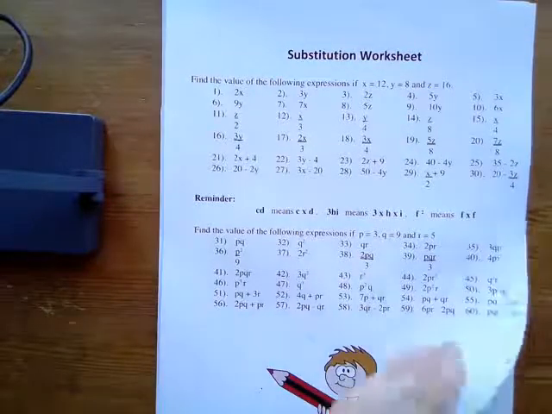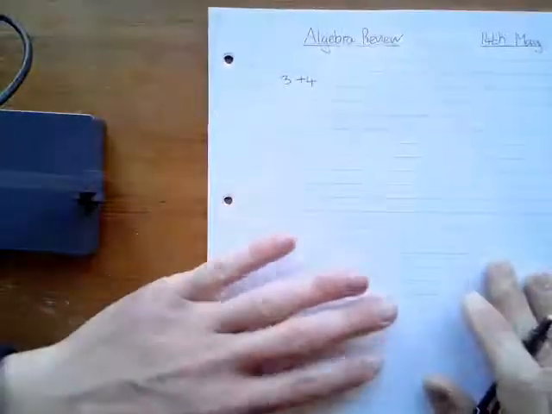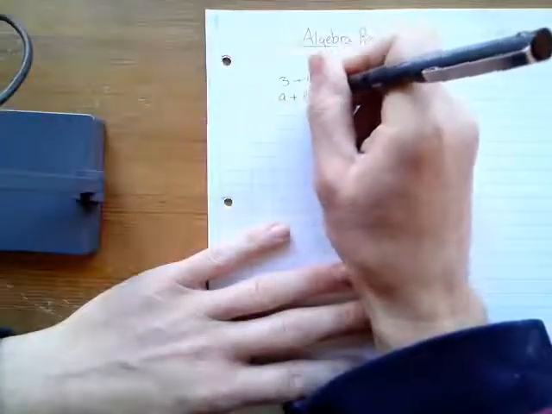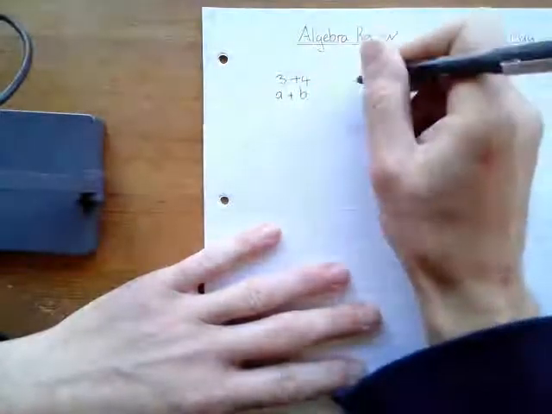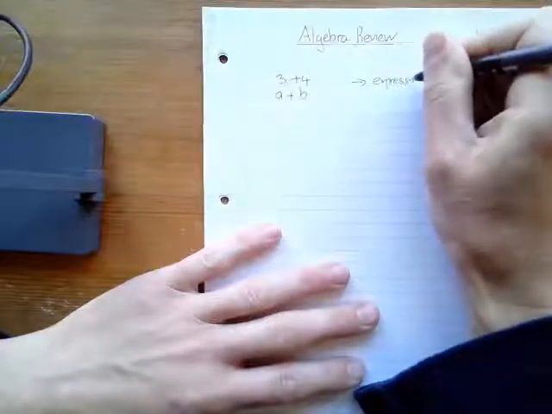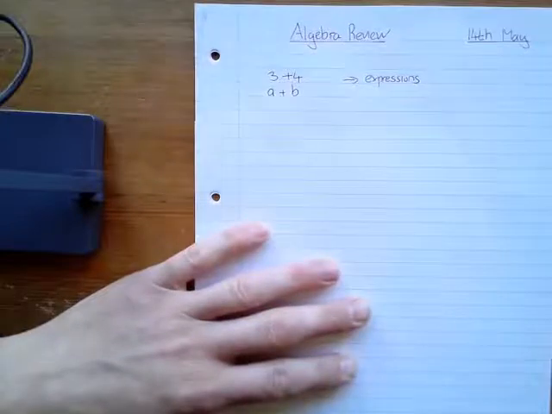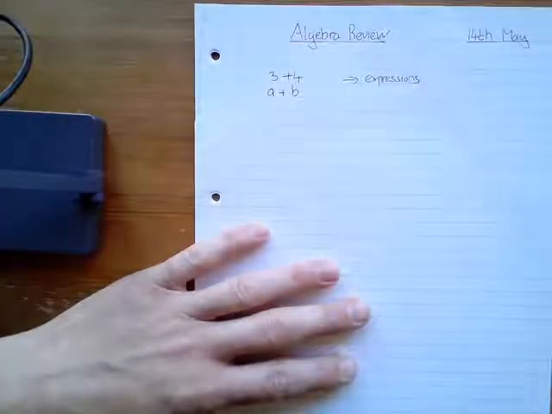So we're all used to the idea of a sum, like 3 plus 4 is a sum, but we also now know that a plus b is also a sum. Okay, and these are called in maths expressions. Okay, they're not called equations. They only become equations when you put an equal sign and then there's another expression on the other side.